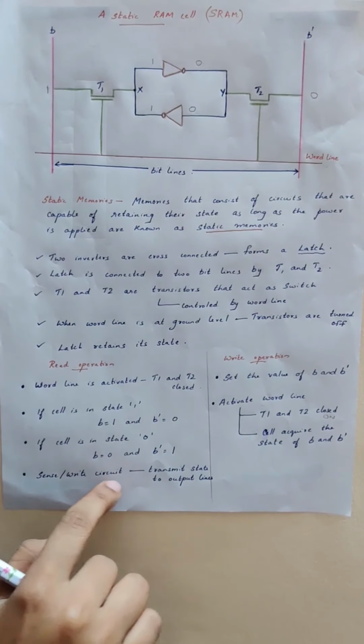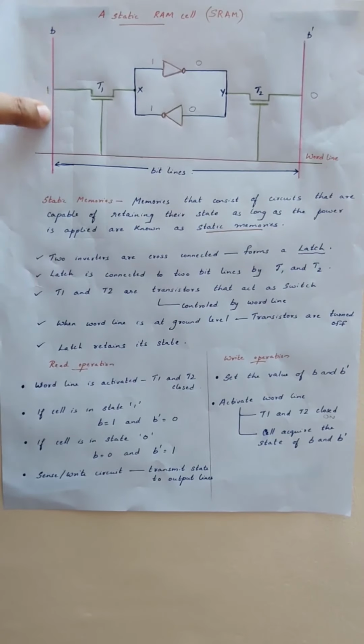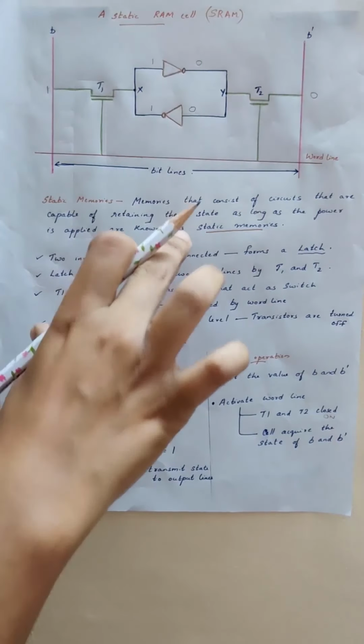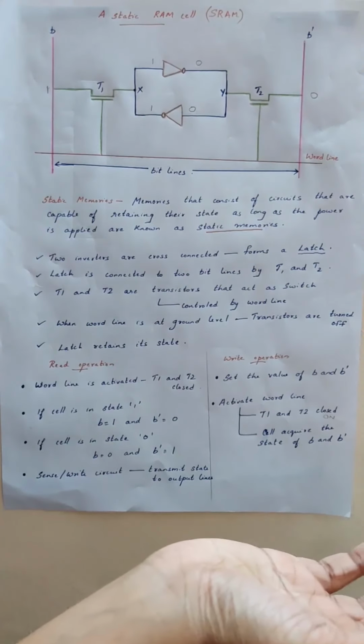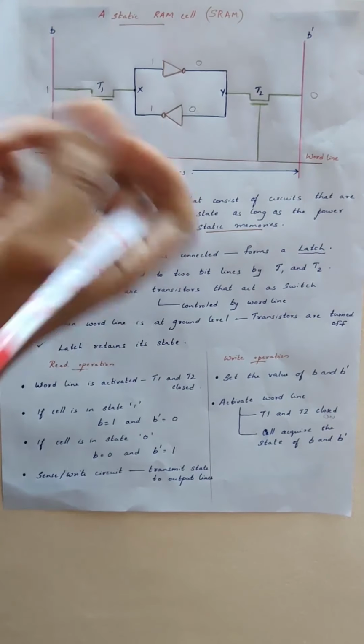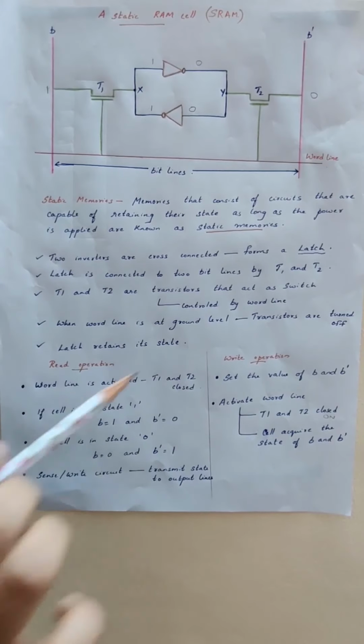Then the sensor write circuit will transmit the state to the output line. Whatever there is in the B and B dash is sensed by a sensor write circuit, and that information is given to the computer's bus. So that is how we read an information. Now how do we write an information?